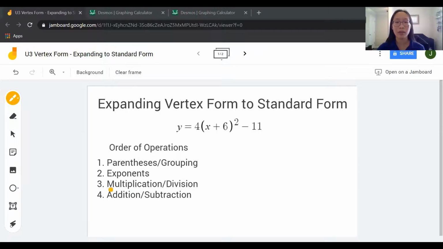Hi, I'm Ms. Cho, and in this video, we'll expand a parabola from vertex form to standard form. Let's take a look at an example. The most important thing to remember when you're expanding is to follow the order of operations.